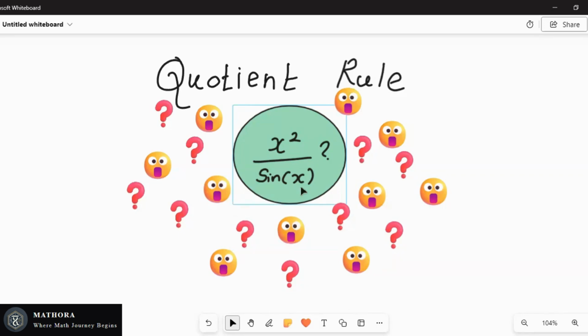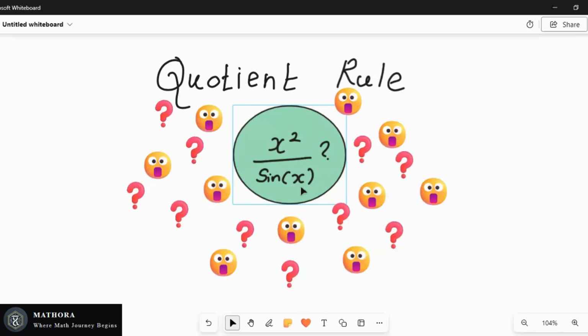Now, why is the quotient rule so important? Well, it's because in calculus, we often deal with functions that are divided by each other. This could be something simple like x divided by 2, or something complex like, as you can see here, x to the power of 2 divided by sin x. Instead of splitting up these functions and differentiating them separately, the quotient rule gives us a quick, efficient way to find their derivatives. It saves time and keeps everything neat.